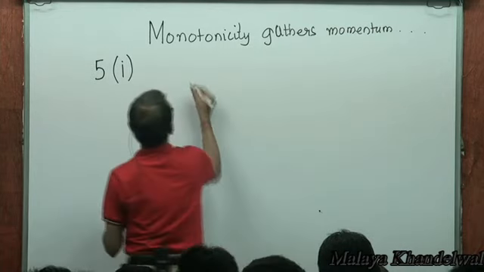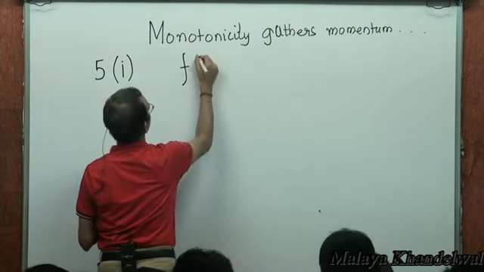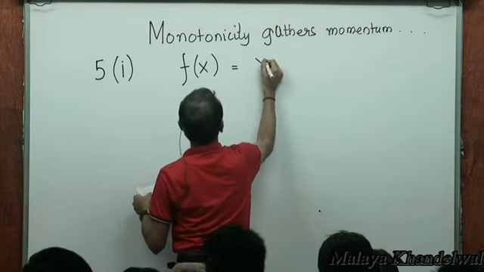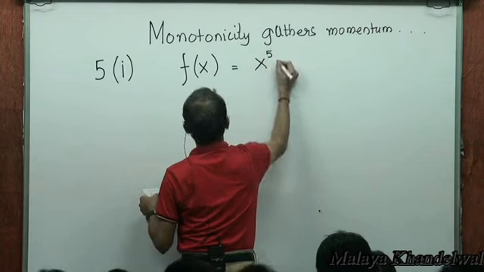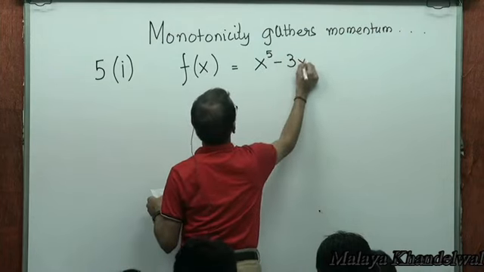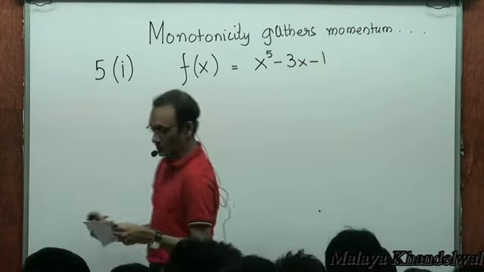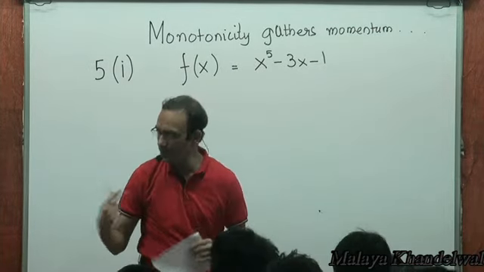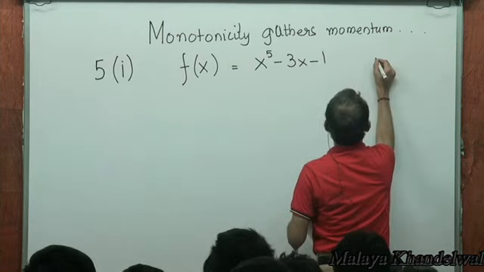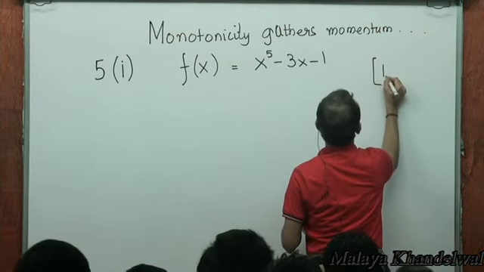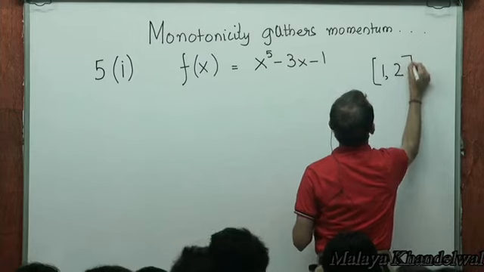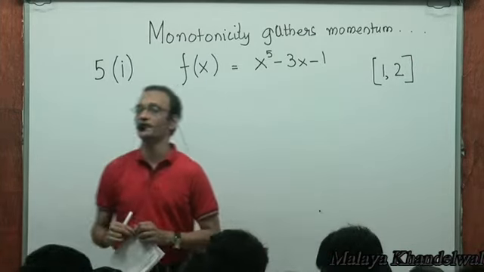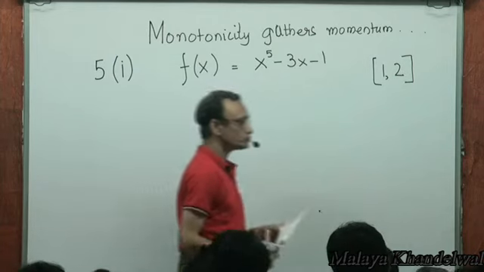So we have a fifth degree polynomial f(x), which is x^5 minus 3x minus 1. This is a fifth degree polynomial. And we want to establish that this polynomial has a unique root in the interval 1 to 2.